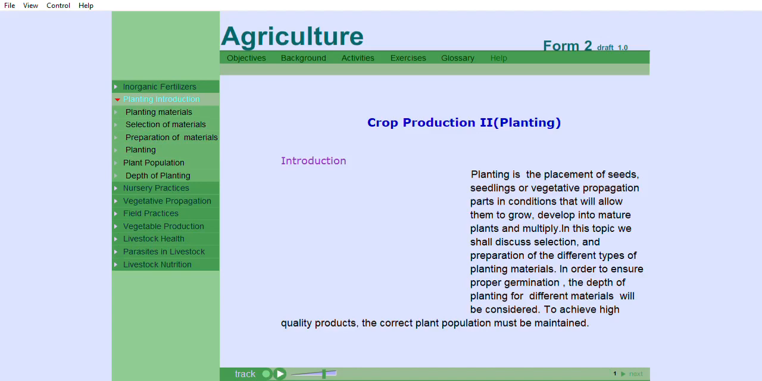Crop production 2, or planting. Introduction. Planting is the development and multiplication of crop plants to meet food requirements and satisfy planting needs for subsequent reasons. In this topic, we shall discuss selection and preparation of the different types of planting materials. In order to ensure proper germination, the depth of planting for the different materials will be considered. To achieve high-quality products, the correct plant population must be maintained.